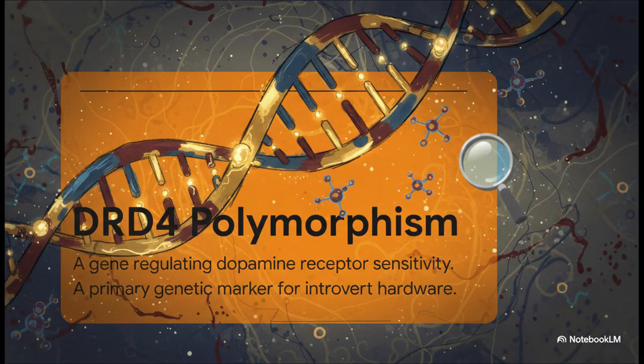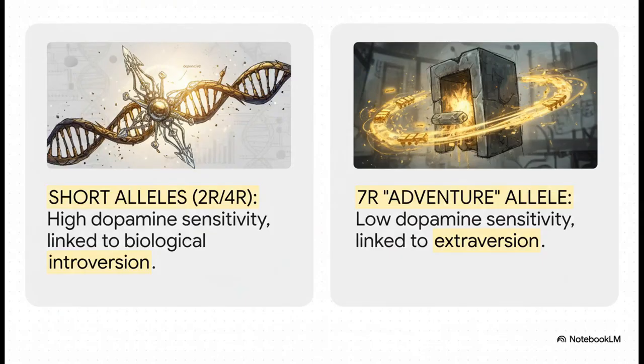The genetic substrate is identifiable. We can actually point to it. The DRD4 gene polymorphism, which regulates dopamine receptor sensitivity, serves as a primary biological marker for this hardware difference. The operating parameters are set right at the genetic level. So individuals with short alleles of the DRD4 gene, they have highly sensitive dopamine receptors. They get stimulated and satiated very easily. This genotype correlates directly with introversion. Then you have those with the 7R adventure allele. They have less sensitive receptors, so they require much higher intensity stimulation to get the same reward. That genotype correlates with extroversion. The system's stimulus requirements are literally written in the code.